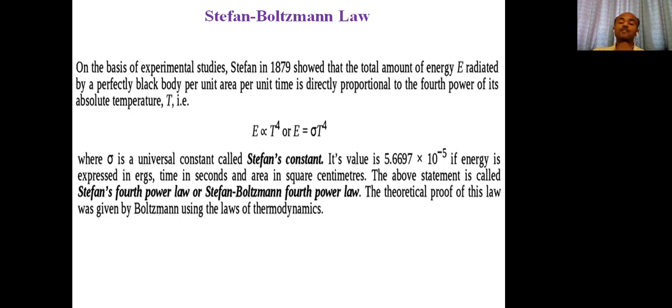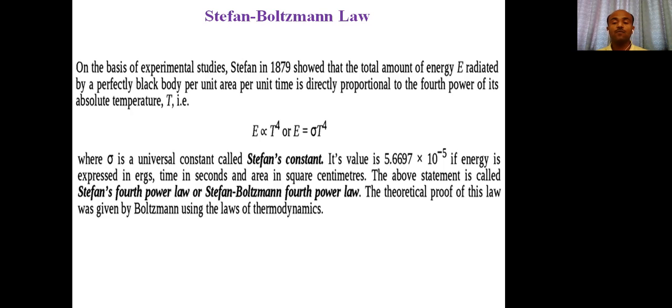And its value is 5.6697 into 10 raised to minus 5. If energy is expressed in ergs, time is in seconds, and area is in square centimeters, the above statement is called Stefan's fourth power law or Stefan-Boltzmann fourth power law.